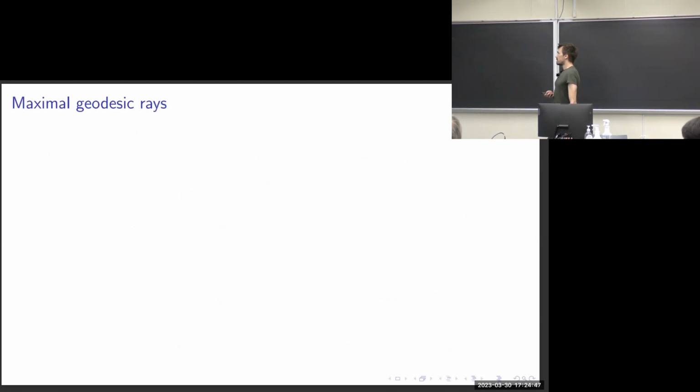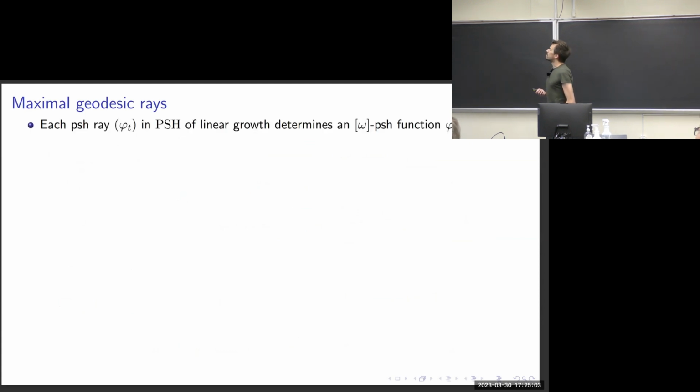Okay, so now these non-Archimedean potentials of finite energy, they will again be associated to certain rays, not with analytic singularities anymore, but still related to algebraic geometry somehow. So if you take any PSH ray of linear growth, as in the beginning, then in fact, it will define one of these omega PSH functions. So in the beginning, we are really looking only at rays with analytic singularities. So the corresponding function was a PL function attached to a divisor. Here, there is no divisor anymore, but you can still define a function like that.